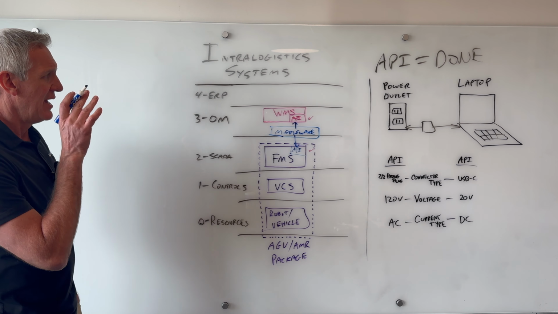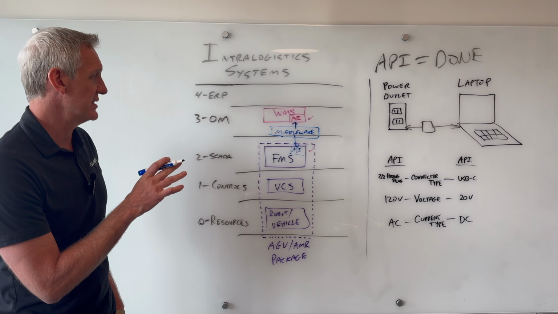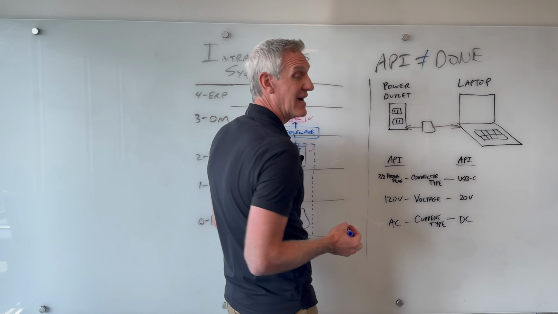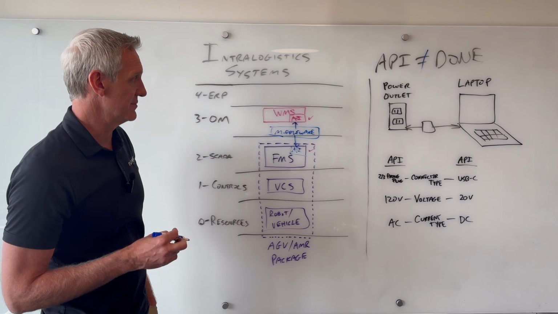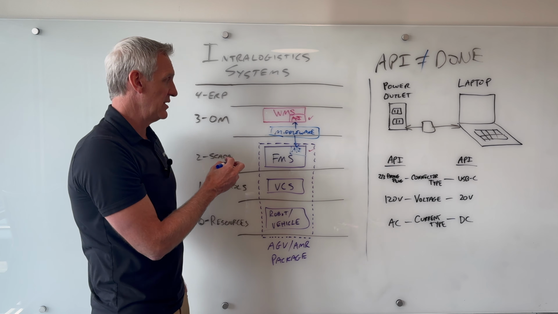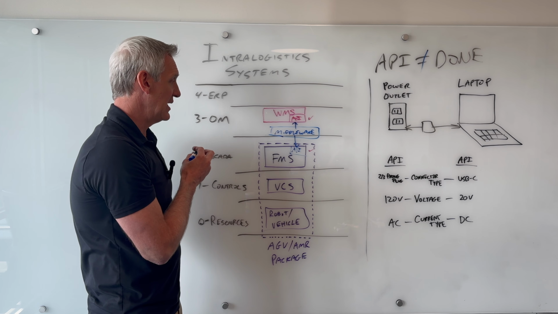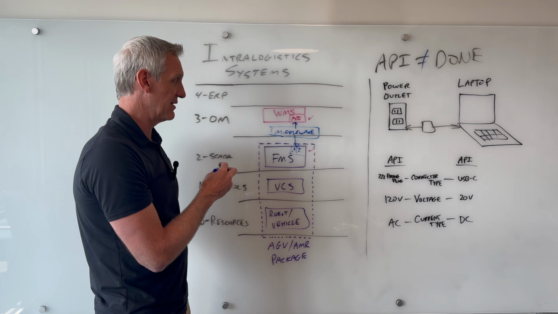So a couple things here that I want to highlight before we wrap up today's discussion. Number one, API does not equal done when it comes to communicating between intralogistics systems. And number two, you have to have some sort of middleware. You're either going to be programming that from the ground up, and solving that problem over and over again as you roll the system out and scale it out.